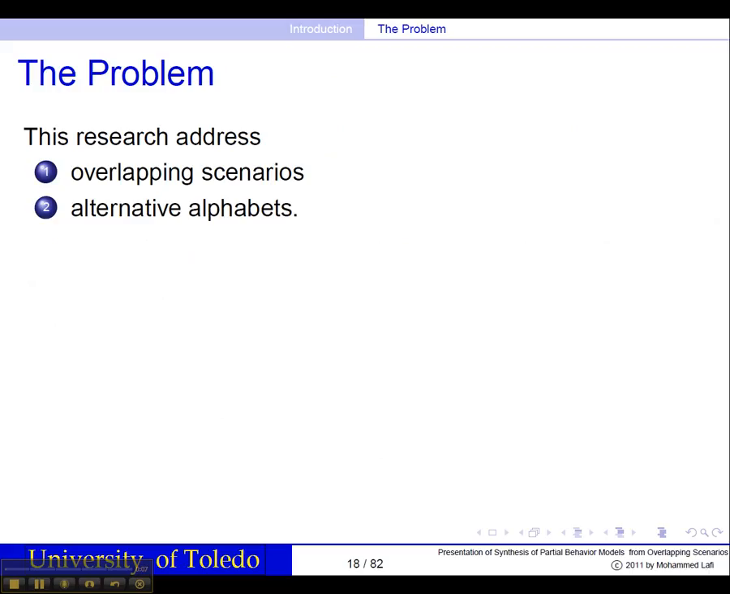We are going to address two topics. First of all, we are going to talk about overlapping scenarios. Then we talk about alternative alphabets.